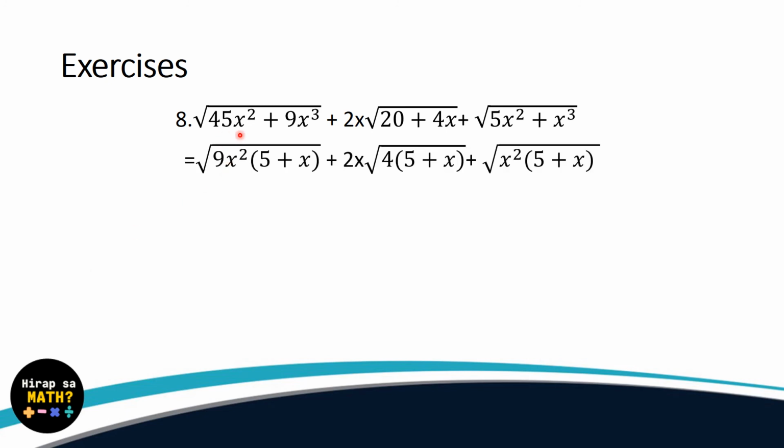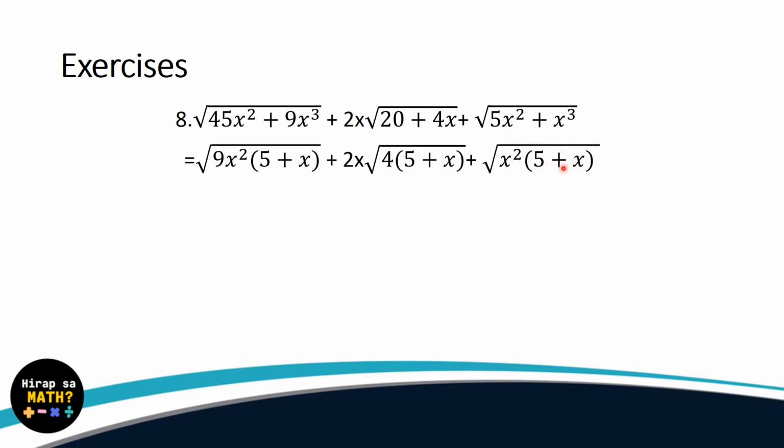So, dito, ang common sa kanila is 9x squared. So, 45x squared divided by 9x squared, that's 5. Plus 9x cubed divided by 9x squared, so x. So, 9x squared times 5 plus x. Plus, again, dito sa taas, ang common sa kanila ay 4. So, dinivide natin dito sa dalawa. So, 4 times 5 plus x. Dito, ang common naman ay x squared times 5 plus x.